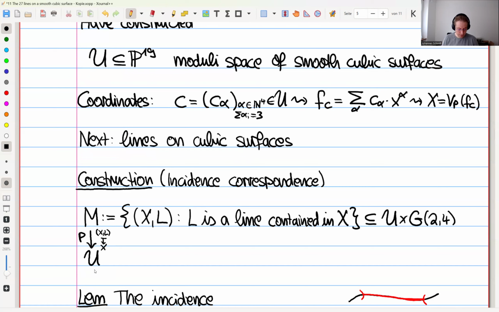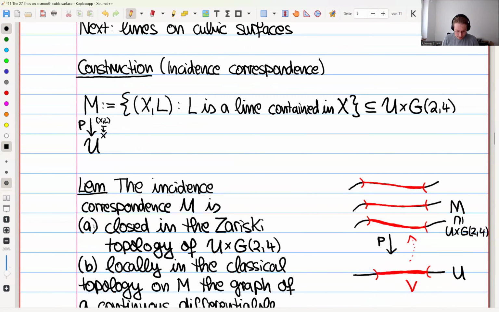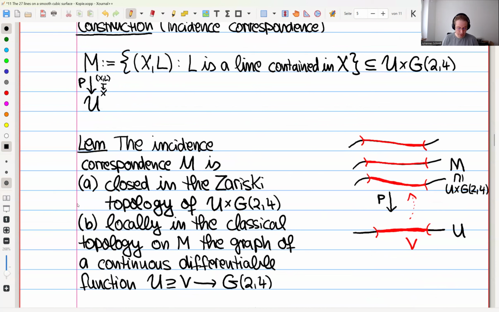And then, of course, what we can immediately see is that if you have a point in U, so an X, then the fiber of this map p is exactly the set of lines L which lie in X. So that's the thing we're interested in. So basically, we want to show that any point here has exactly 27 pre-images. And the crucial technical lemma that will help us to conclude this is, first of all, that this M inside this product here is closed in the Zariski topology. So it's actually defined by some algebraic equations.